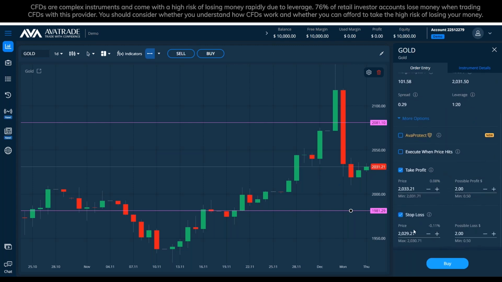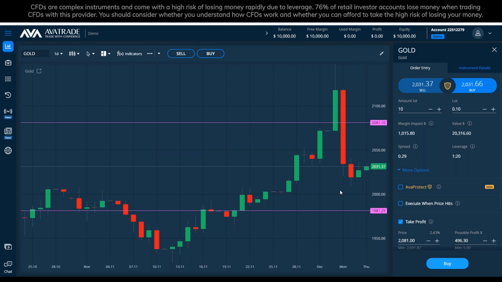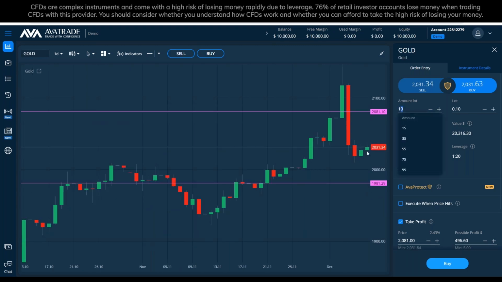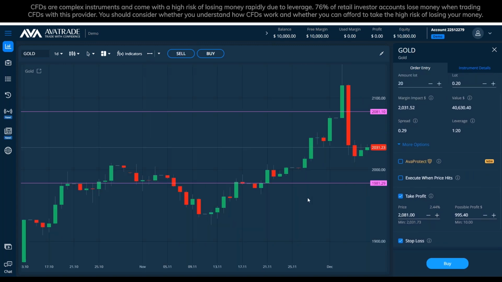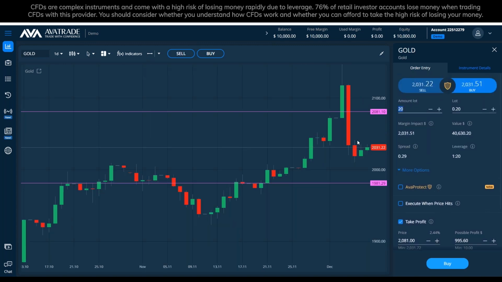Now, in our case, we've moved it $50 down. Let's see what happens. Okay, so the potential loss is 50 because we are with 1. If we would have been with 10, it would have been 500. If we would have been with 20, it would have been 1,000. Okay, very nice. Now, let's make it 50 like it was with NASDAQ, and let's look at this nice comparison here.